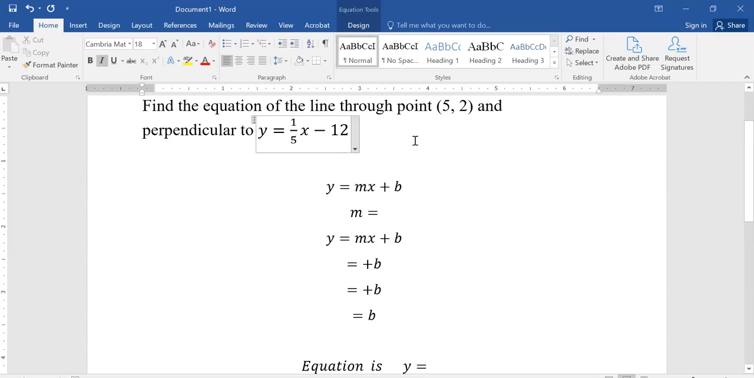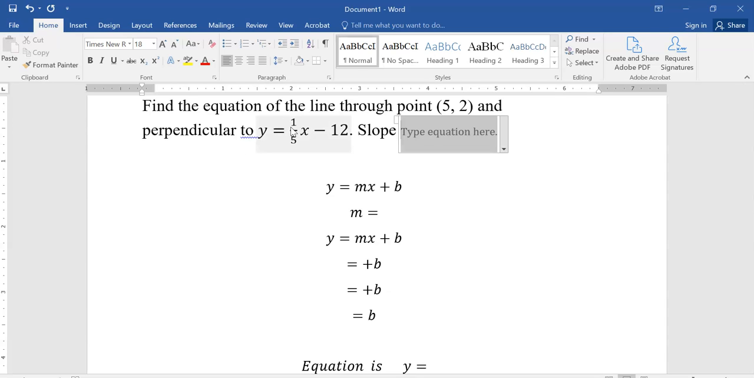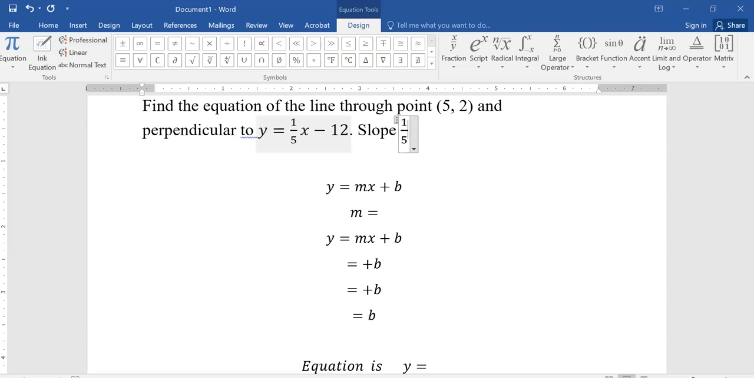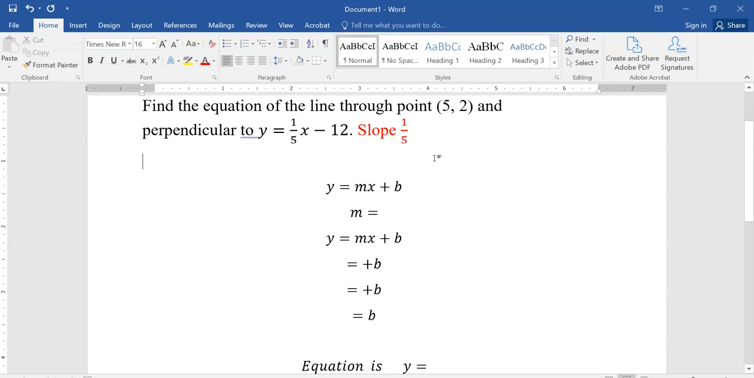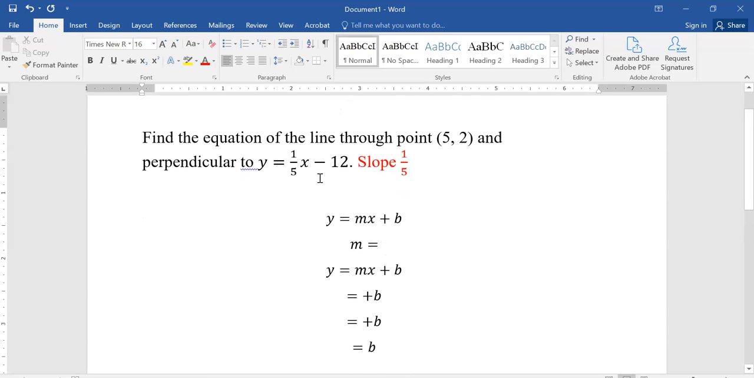We have through the point 5, 2 and perpendicular to y equals 1/5 x minus 12. Now the key thing here is to see that the slope of this line, I'm just going to highlight this, is 1/5. Okay, so the slope of this line is 1/5. I want an equation of a line, so I want y equals mx plus b once again.